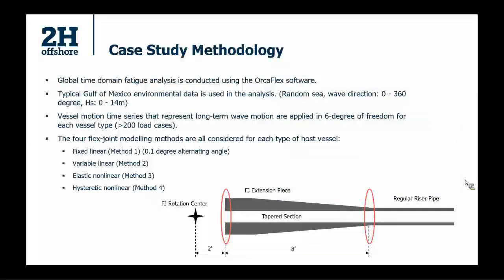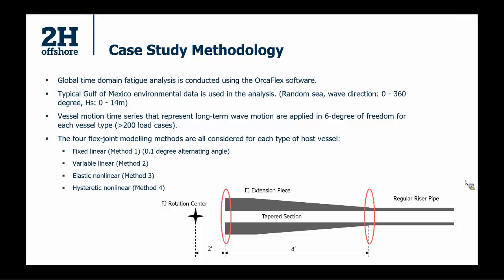We conduct time domain random seed fatigue analysis using OrcaFlex. The environmental data used in this analysis are typical data in Gulf of Mexico. There are several hundred sea states in each case for each vessel, and vessel motion time traces are available for all sea states for each vessel type. So we applied vessel motion time history for this global fatigue analysis.